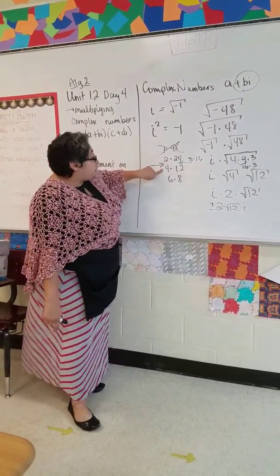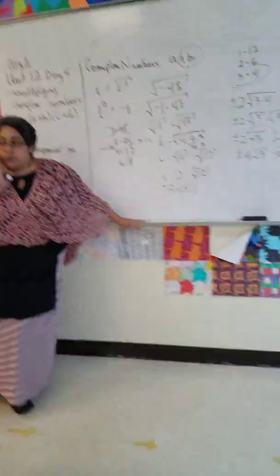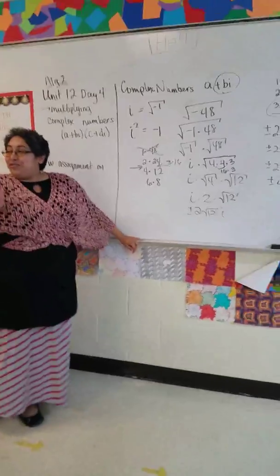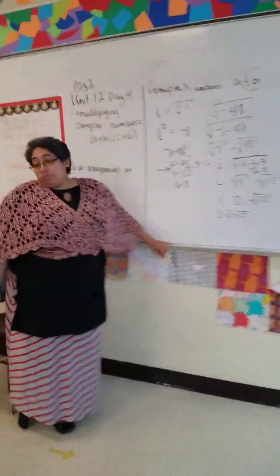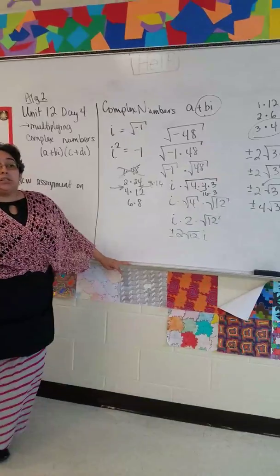And now notice you have 2 factor pairs that work. Pick whichever one you want. Hint, go with the one that has the biggest perfect square. It makes it fewer steps. 4 and 12? No, 3 and 16. 16 is bigger than 4.